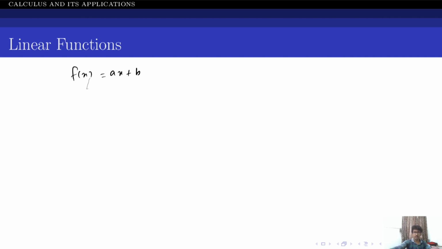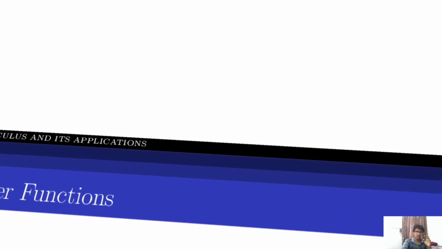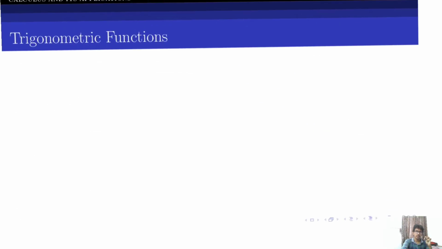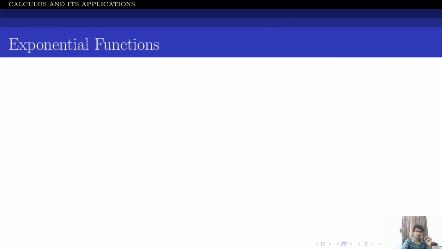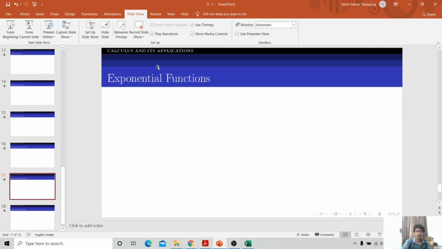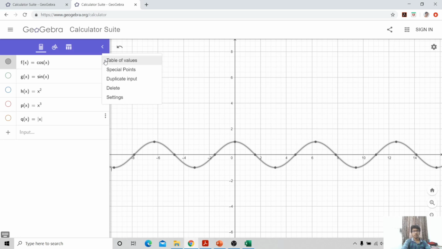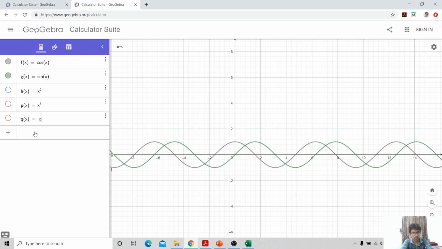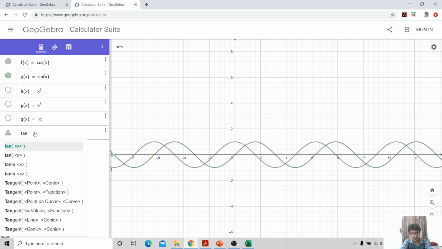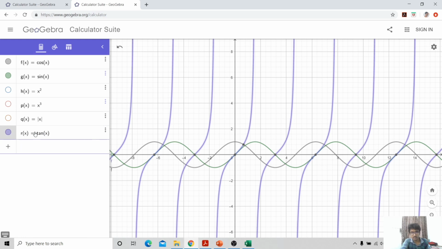So let us try these things in a graph. The functions that we have to see in this lecture are linear functions, power functions, rational functions, algebraic, trigonometric, and exponential. All these we will see in the graph itself. Graphical representation of this is very important, and the trigonometric ones are what? Simply cos x, sin x, and if you want tan x, this is also an example of trigonometric functions.